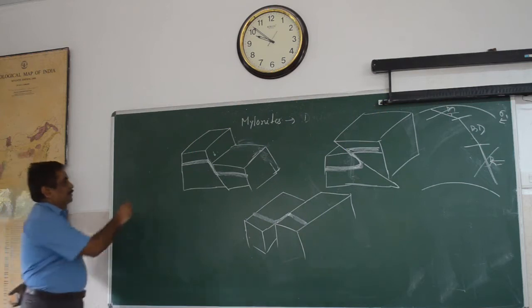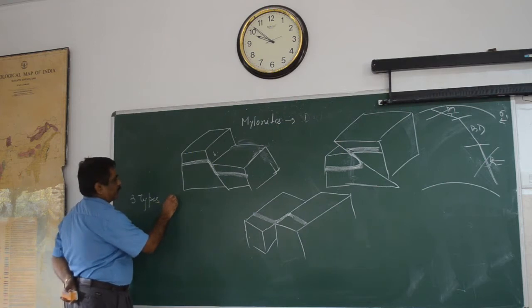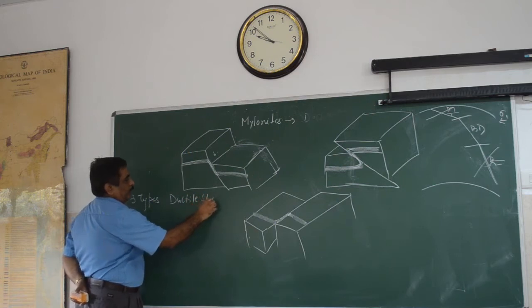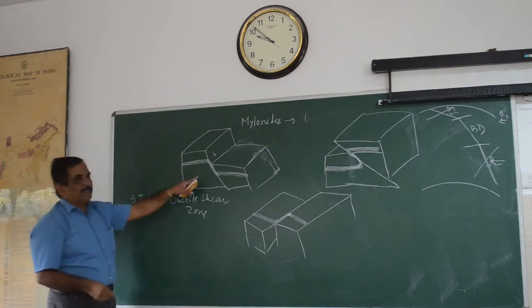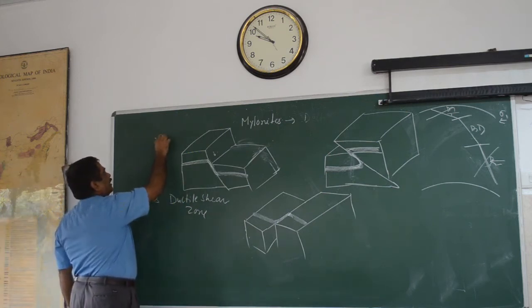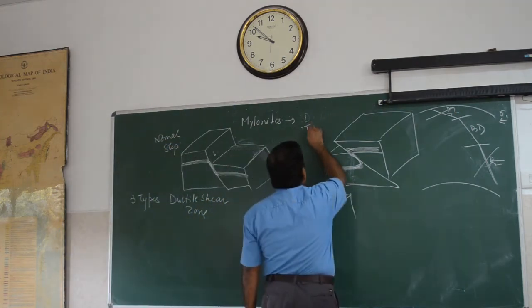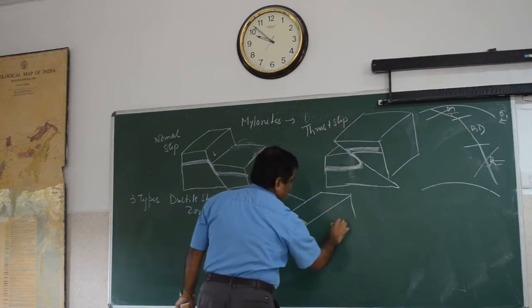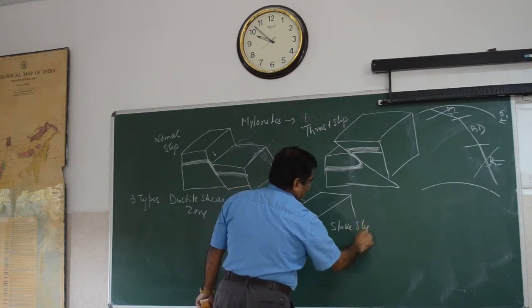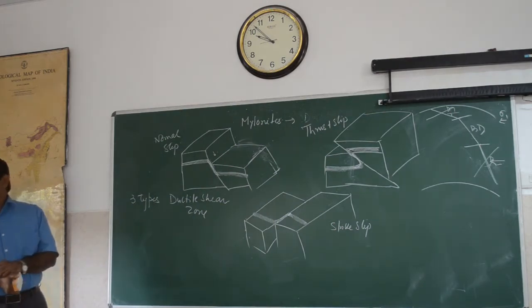So I have drawn 3 types of shear zones. Just like 3 types of force, you can have 3 types of shear zones. I am just leaving the brittle part, I have told you why I am doing this. 3 types of ductile shear zones. So a normal slip ductile shear zone. This will be a thrust slip ductile shear zone. This is a strike slip ductile shear zone.